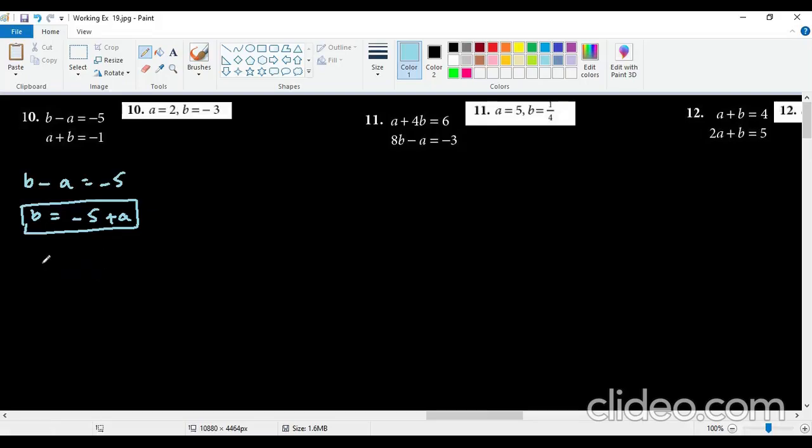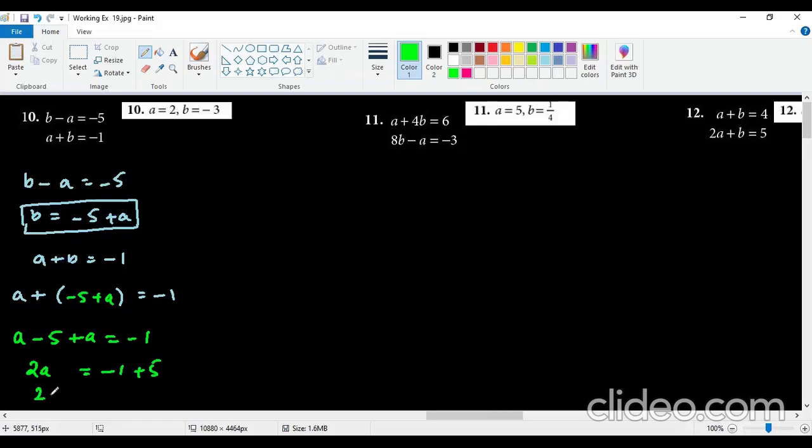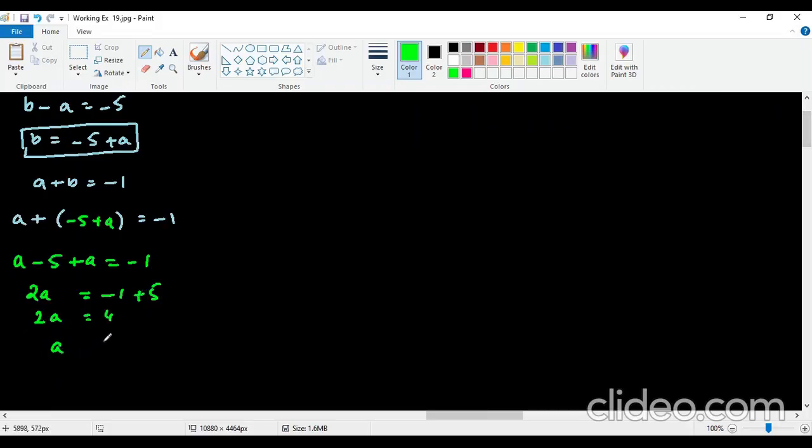Now look at the second equation, which is a plus b equals negative 1. In place of b, I will write its value in brackets: negative 5 plus a, equals negative 1. So this gives us negative 5 plus a plus a equals negative 1, so 2a equals negative 1 plus 5. So 2a equals 4. That means the value of a is 4 over 2, which is 2. So the value of a is 2.